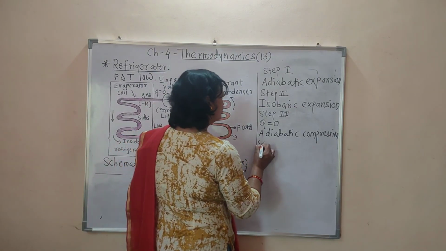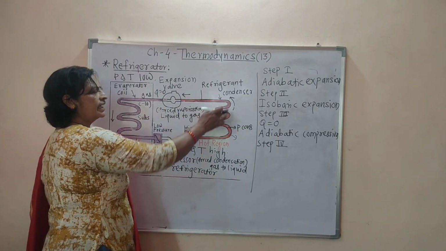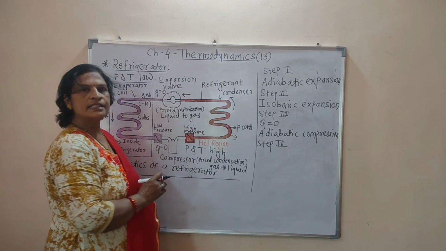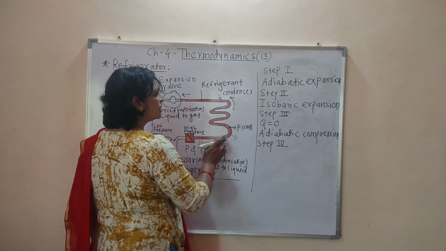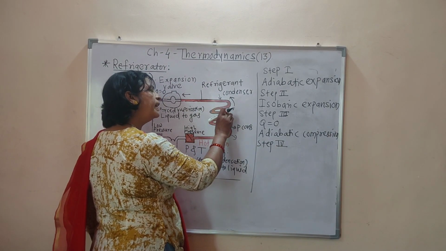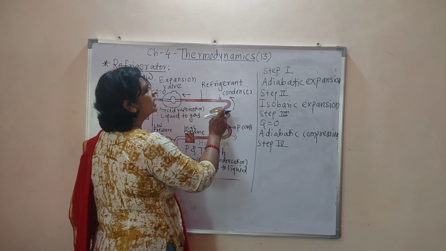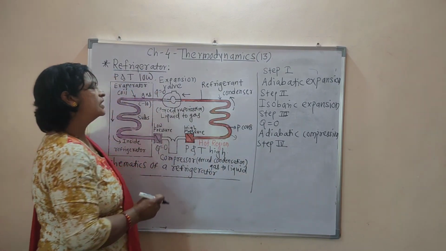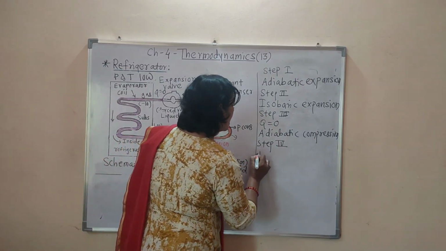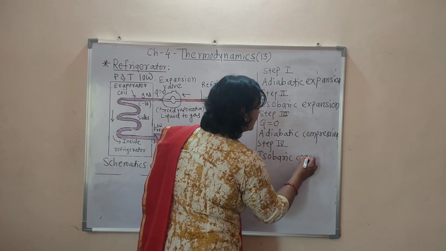Then step 4. When this hot liquid flows through the condenser, there is a surrounding around the condenser. The temperature of this refrigerant in liquid form should always be greater than the surrounding temperature, and due to that heat flows from this refrigerant to the surrounding, and this occurs at constant pressure. Means again in step 4, isobaric compression is there.